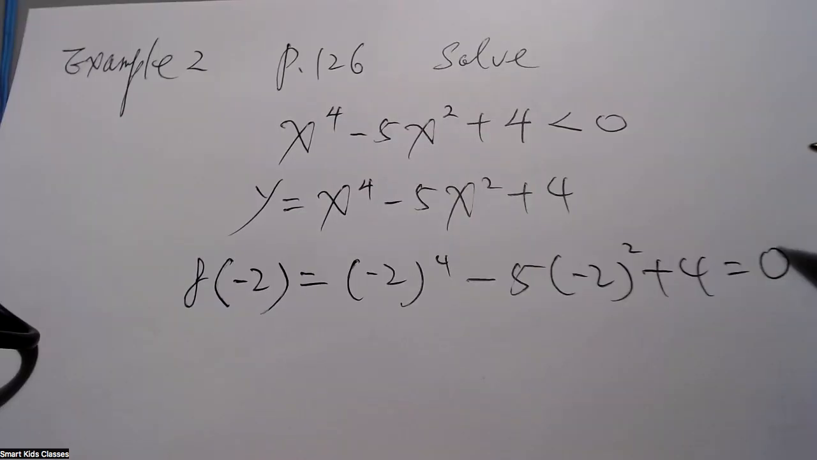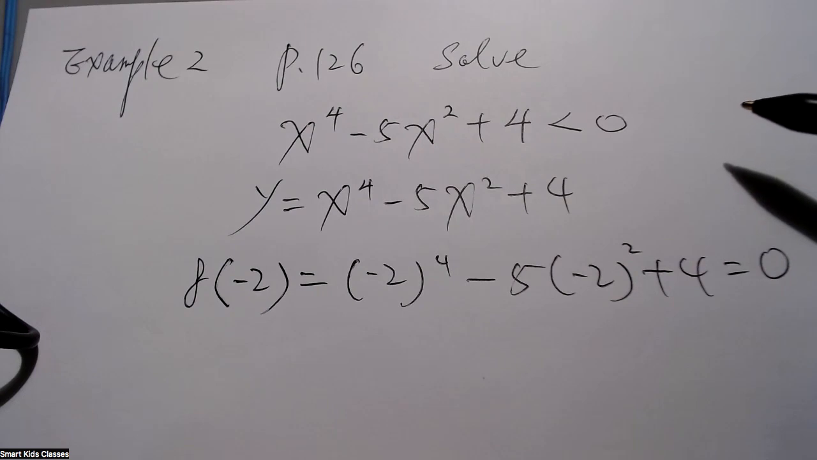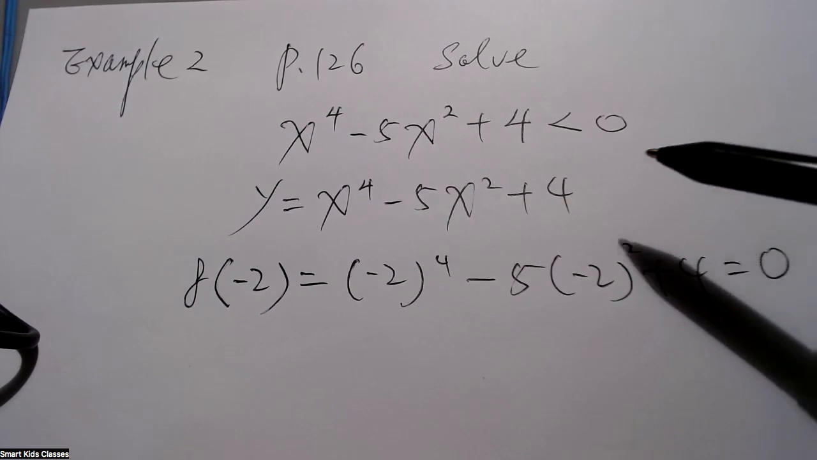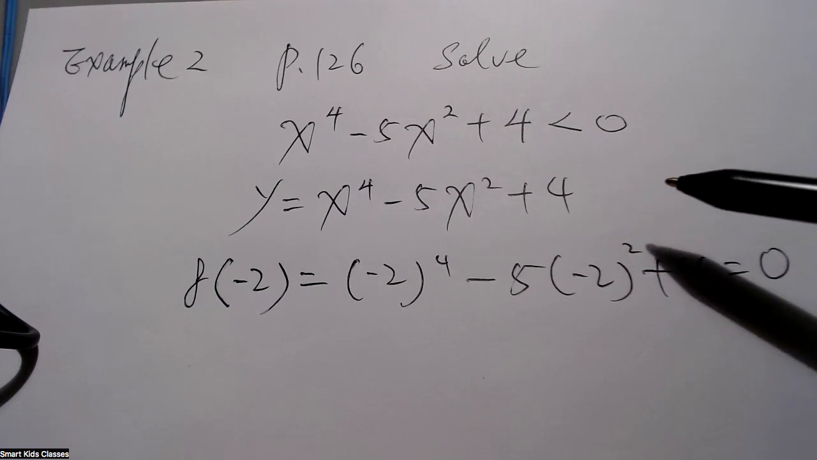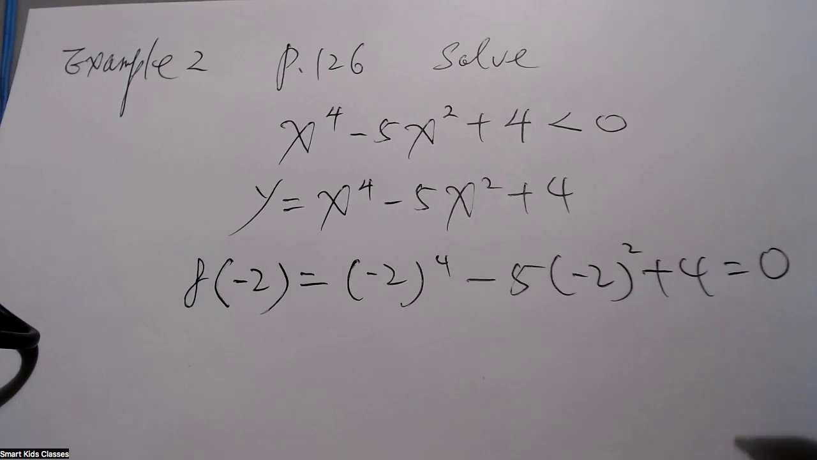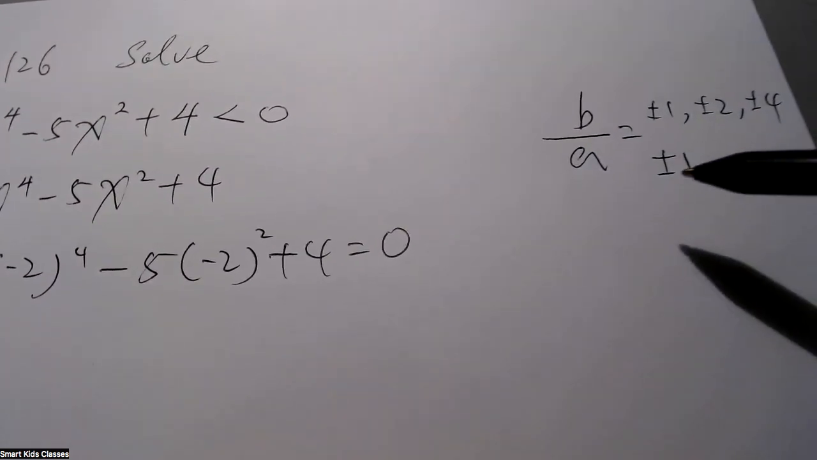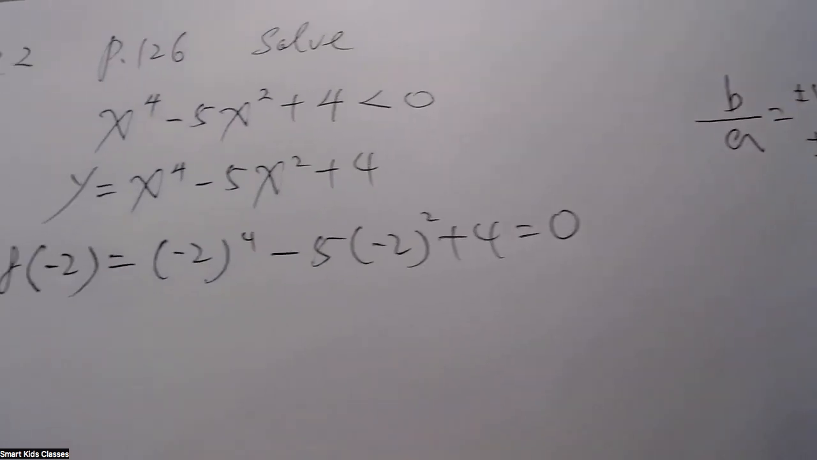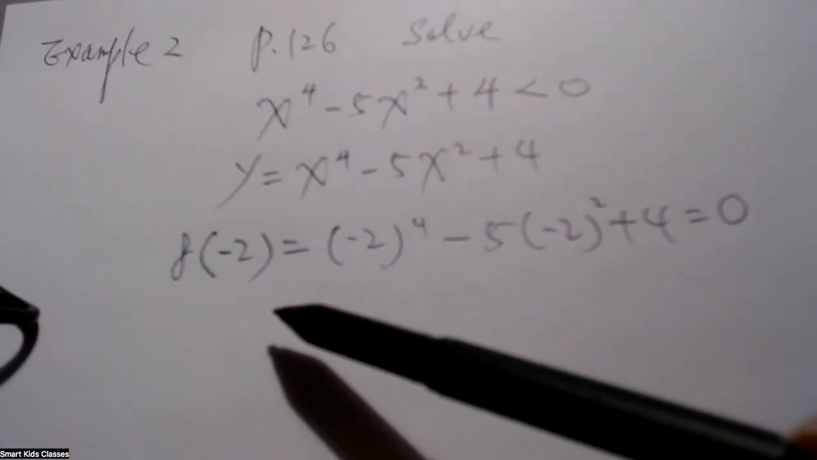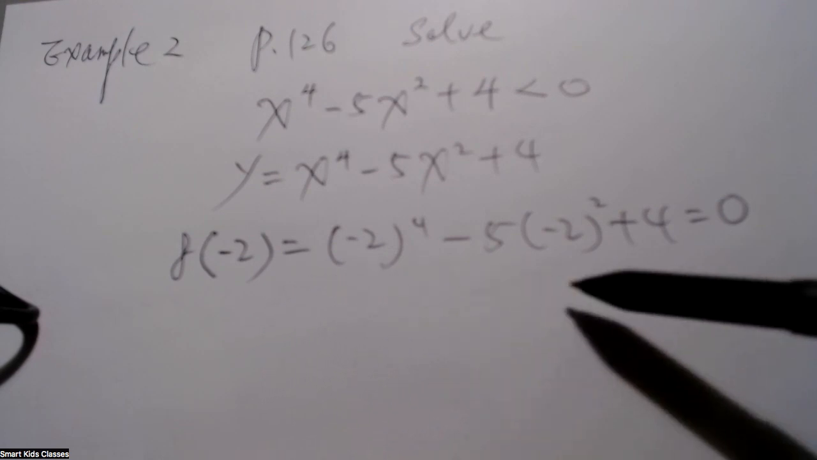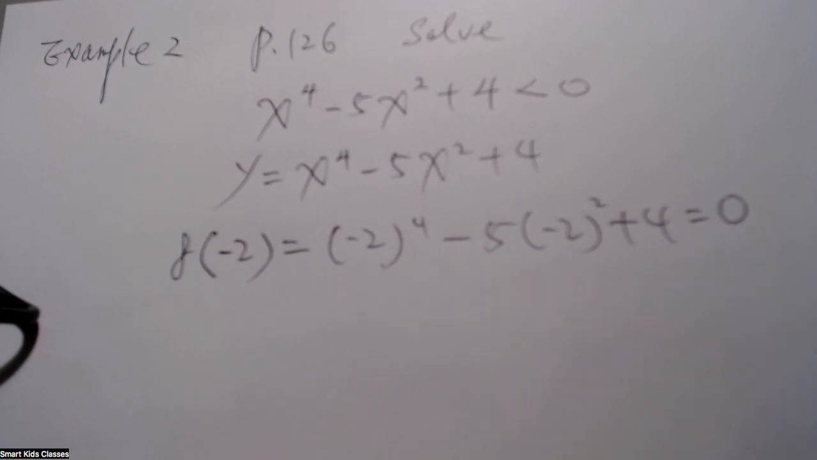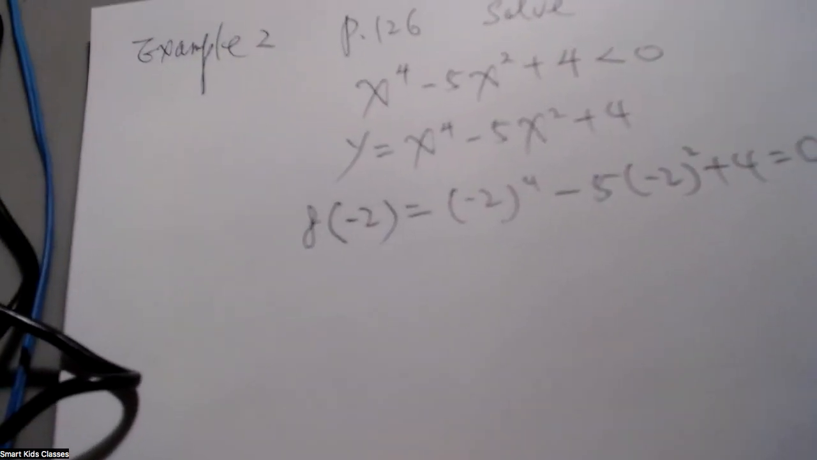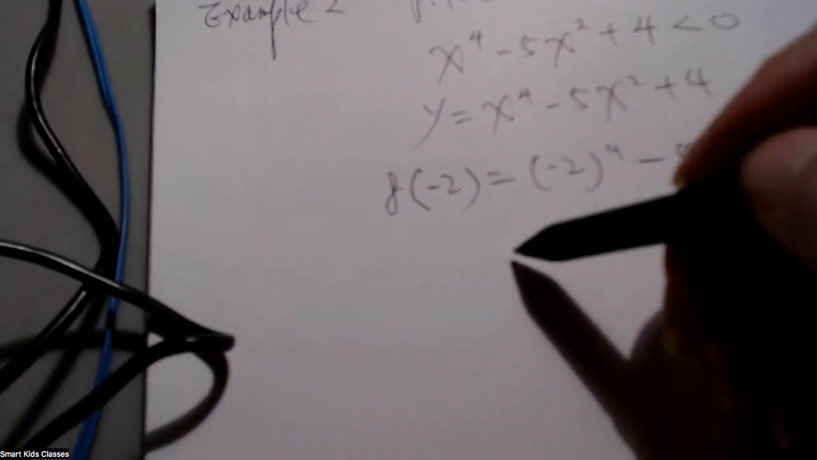Example 2 on page 126. Solve x^4 - 5x^2 + 4 is less than 0. We write it as a polynomial function. So the same way to find factors, like b over a, we find all the factors of b and all the factors of a. We try f at negative 2. We find it is equal to 0. So we're going to use synthetic division to find the rest.